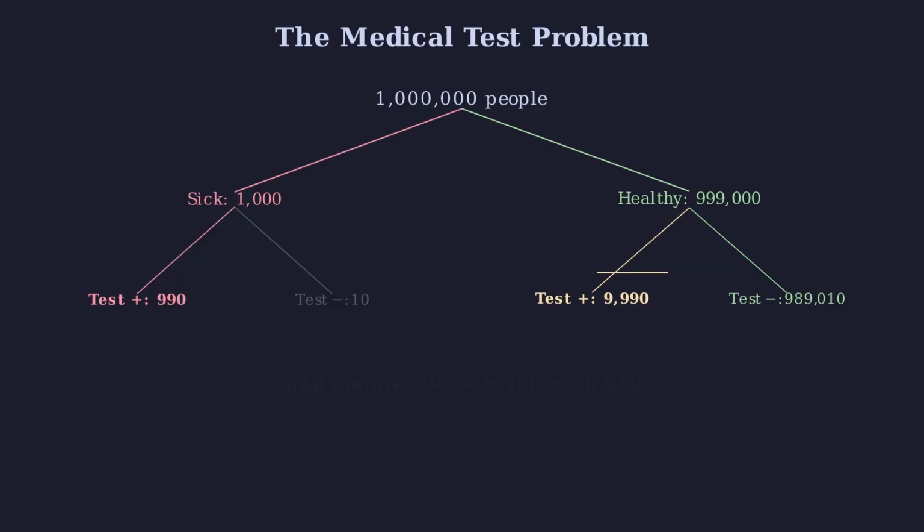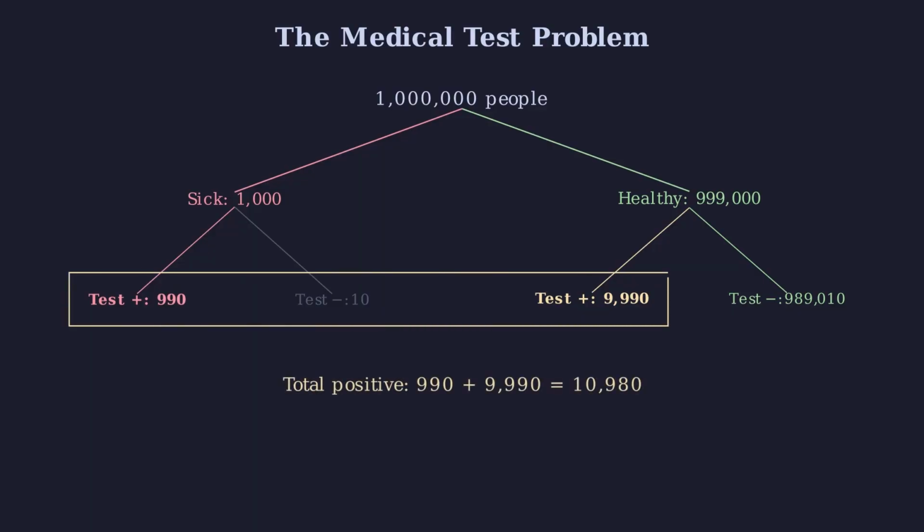So how many total positive results are there? 990 true positives plus 9,990 false positives. That is 10,980. Of those 10,980 positive results, only 990 actually have the disease. That is 990 divided by 10,980, about 9%. The rare disease means that even with a very accurate test, false positives overwhelm true positives. This is not a trick. This is how probability works.